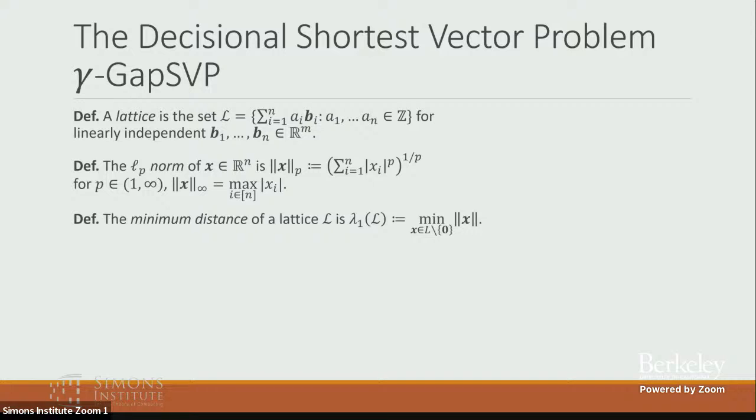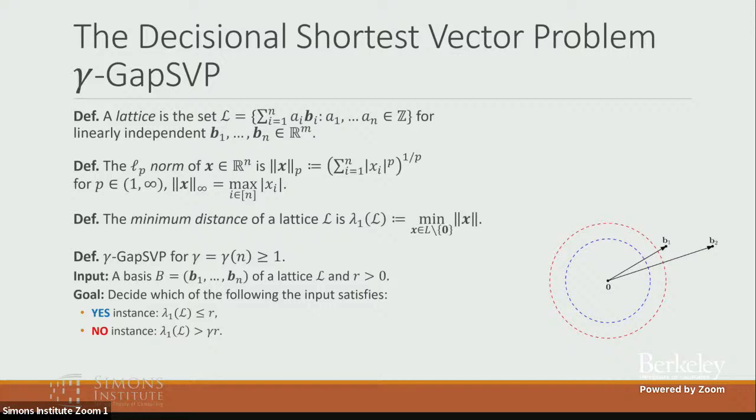A fundamental quantity associated with lattices is its minimum distance, the length of the shortest non-zero vector in the lattice. And the gamma approximate shortest vector problem is the problem in which you get a basis of a lattice and some distance threshold r as input. The goal is to decide whether it's a yes instance, where lambda1 is less than r, or a no instance, where it's greater than gamma r.